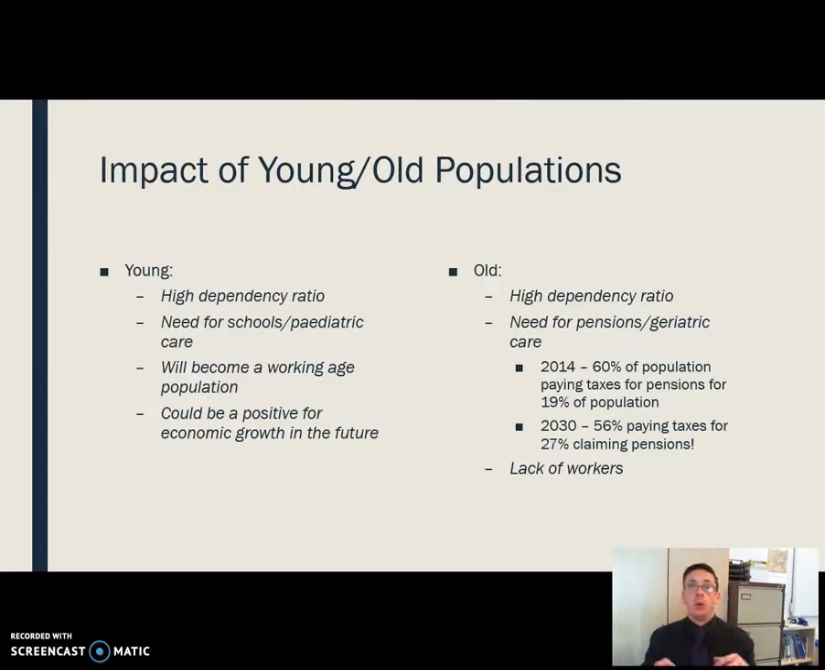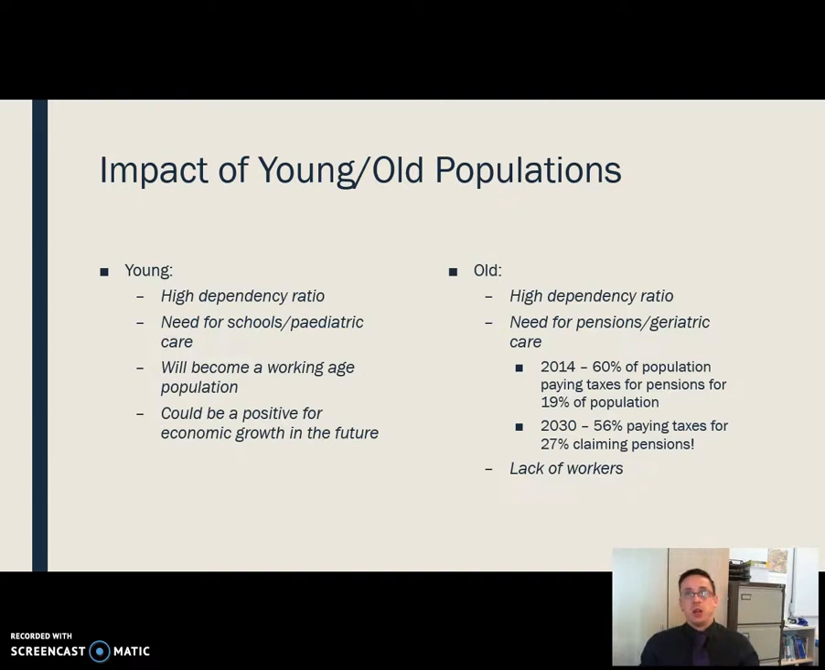Now, there's a lot of information on this slide, and you've already started to put some of this information into your notes, but this is just to help further enhance that. The big thing we look at is the impact that a young or an old population has on the country that it's host to. So if we look at a young population first, we're going to have a very high dependency ratio. We've got a lot of children who are going to need support from the working age population, and they're going to need access to things like school, paediatric care, all the rest of it. And that puts a strain on a country's economy having to provide that support.